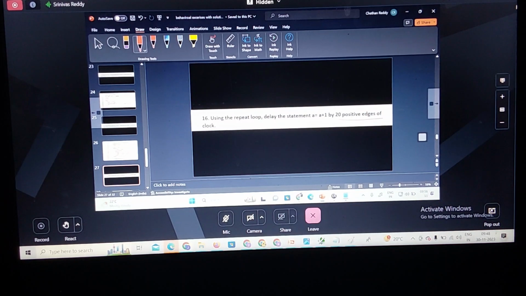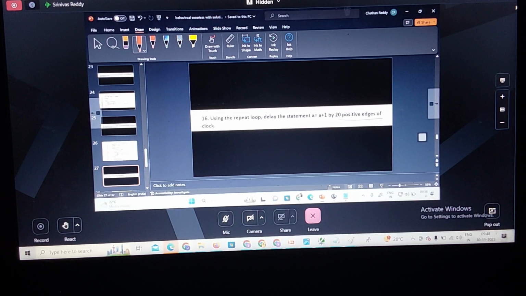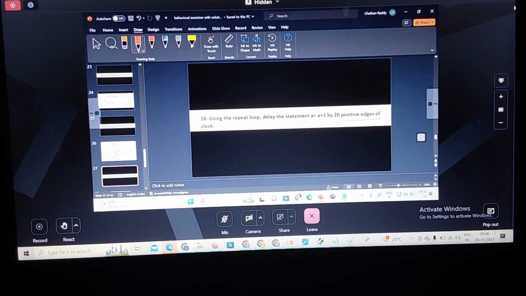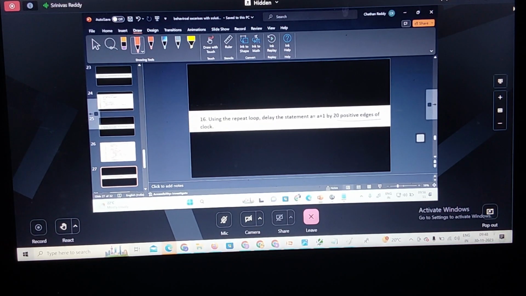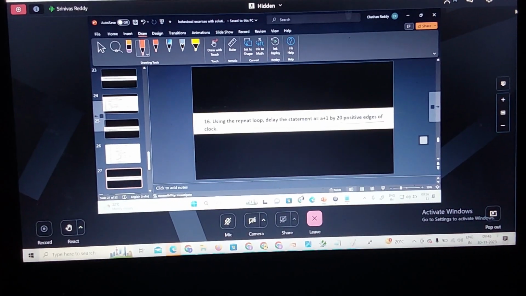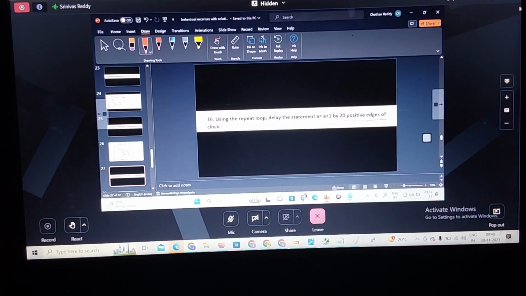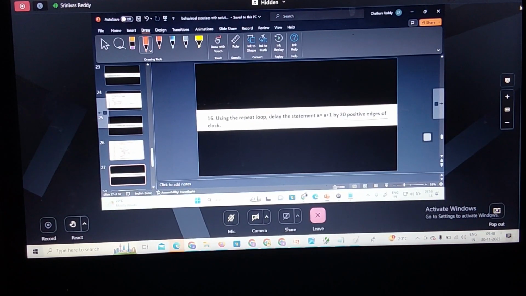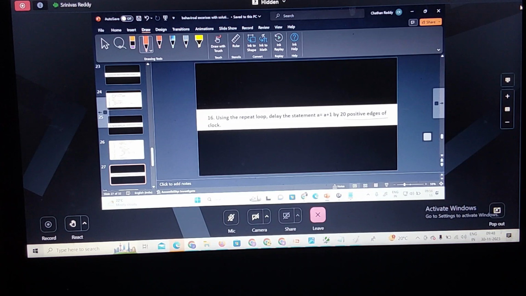Can you analyze the program for this? It's talking about using a repeat loop to delay the statement. What statement? Delay the statement A is equal to A plus 1 by 20 positive cycles. So what it means is that every 20 positive cycles, A should get incremented. That is what the statement is: A is equal to A plus 1. At every 20 positive edges of the clock, A should get incremented. How to do this?